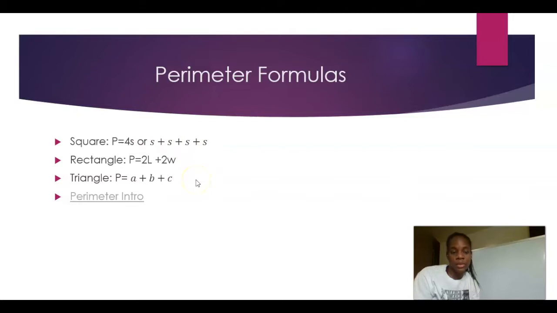Whatever we don't know, the picture or the image or the question will give us what we don't know in regards to the square. When we're dealing with the rectangle, you'll use the formula 2L plus 2W, and 2L is just referring to 2 times the length plus 2 times the width. And then a triangle has a total of 3 legs, so you'll take leg A plus leg B plus leg C and add them together in order to obtain your perimeter. So now I want you guys to go ahead and watch this quick video on perimeter.